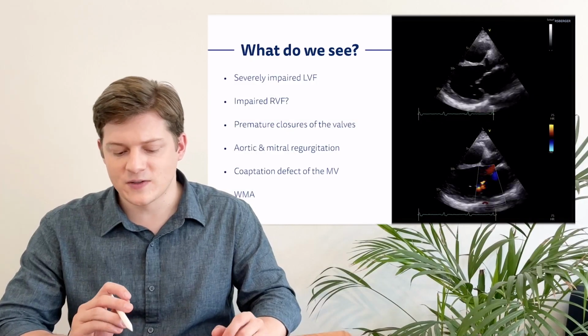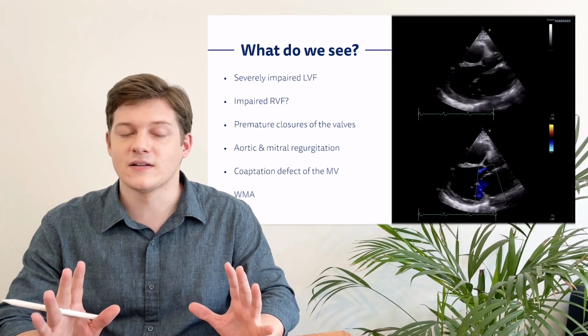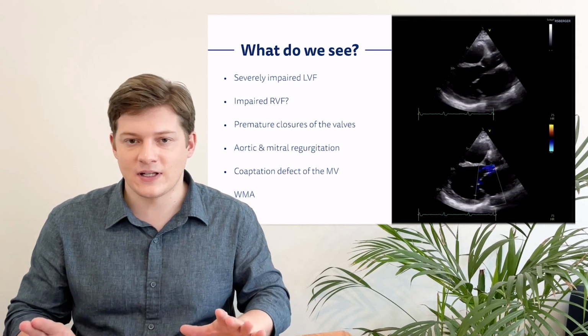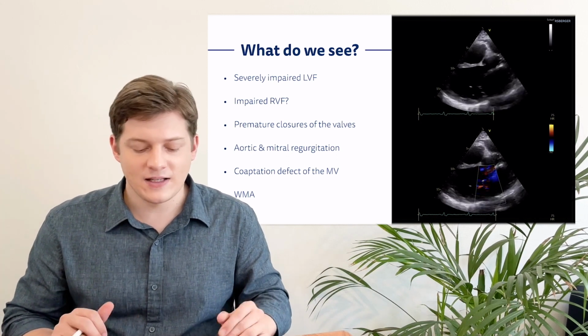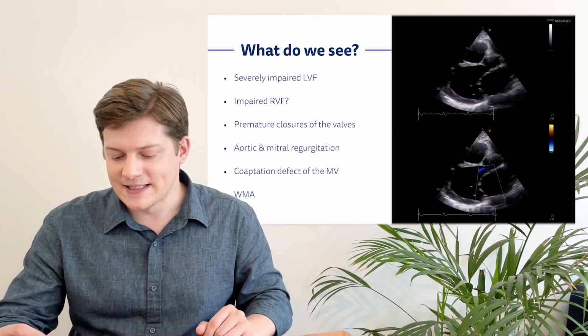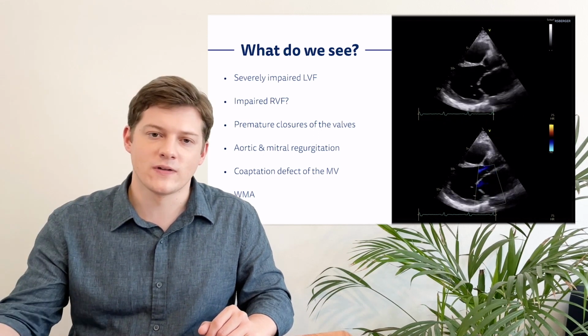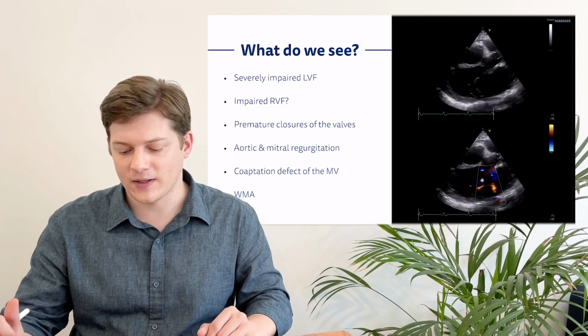Look at all our findings. We definitely can say that left ventricular function is severely impaired. This definitely cannot be normal or mildly impaired left ventricular function. As little as the heart is already doing in the parasternal long axis, we know what will follow in the other views we can acquire.